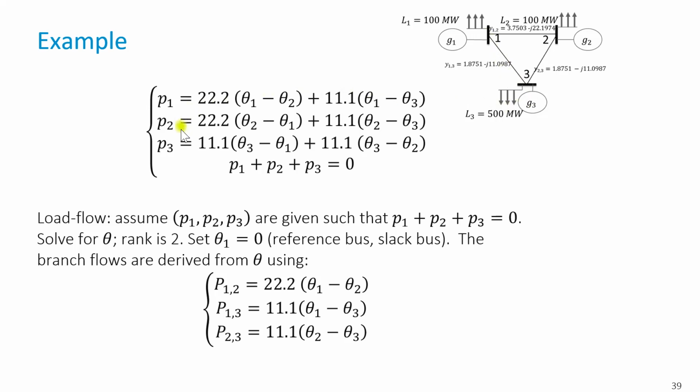This element here is what is flowing from line 1 to line 3. Same equation at node 2, same equation at node 3. And I also write the power balance. The sum of the Ps must be equal to 0 here.